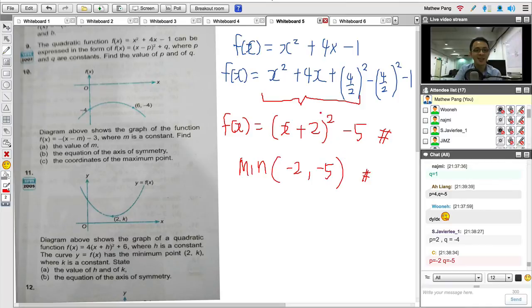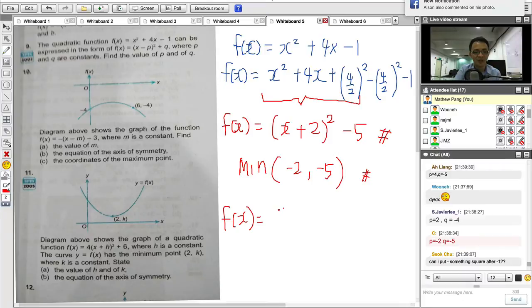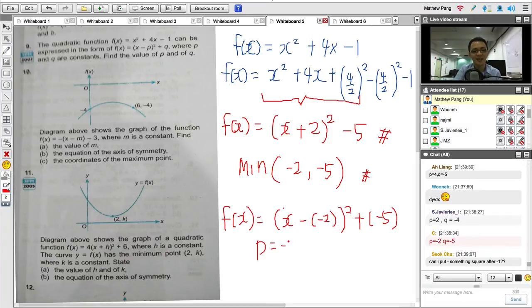Of course, in this case, he asks you to find p and q, right? So it's simple. You have to write in this pattern. So I just rearrange this one to become (x minus negative 2) squared plus negative 5. So my p is negative 2, my q is negative 5. Done.